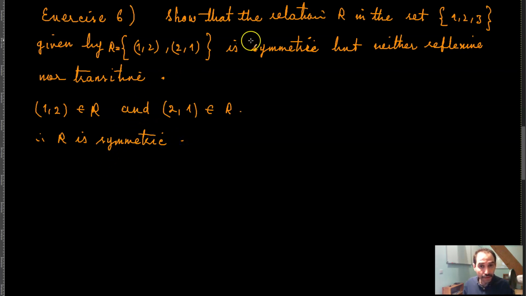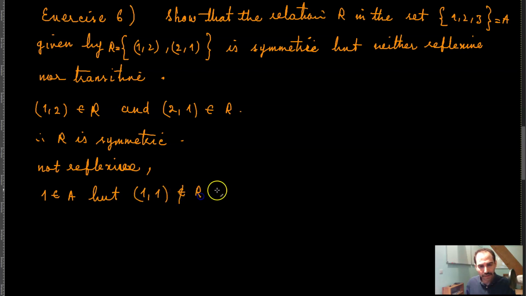Now, in order to show that it's not reflexive, you can argue that, for example, 1 belongs to A. Let's call this set A. So you can argue that 1 belongs to A, but 1, 1 does not belong to R. Therefore, R is not reflexive.